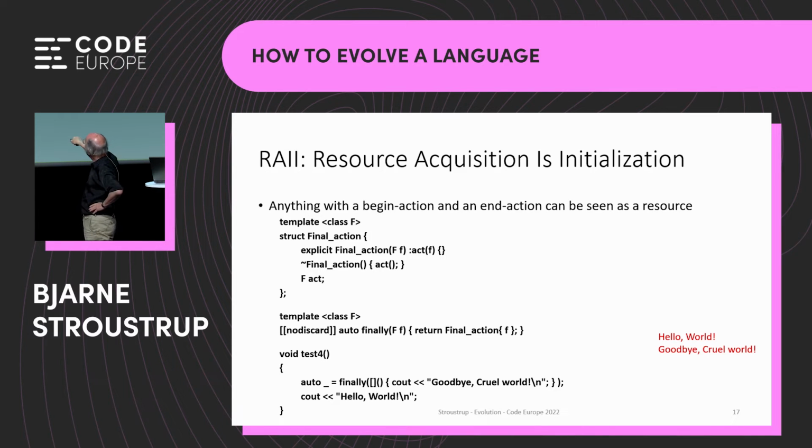So here I have a finally. It's a function that you give another function and says, at the end, kindly call this function. And the implementation is there. The constructor for final_action takes the operation you give it, stores it away, and the destructor calls it. This is not rocket science. And the effect is, I can say here, finally call goodbye cruel world. And so here I say hello world, and right here the destructor is called and it says goodbye cruel world, like that.